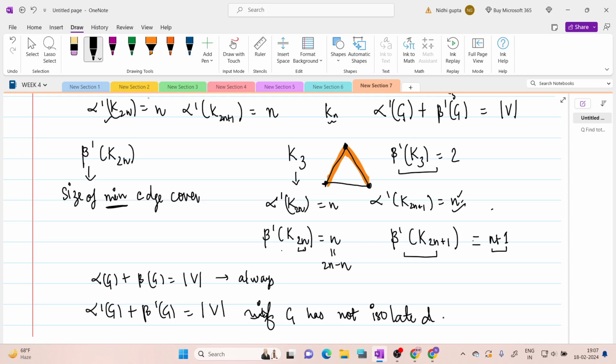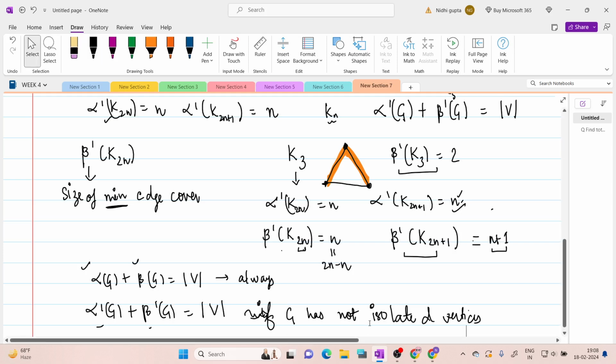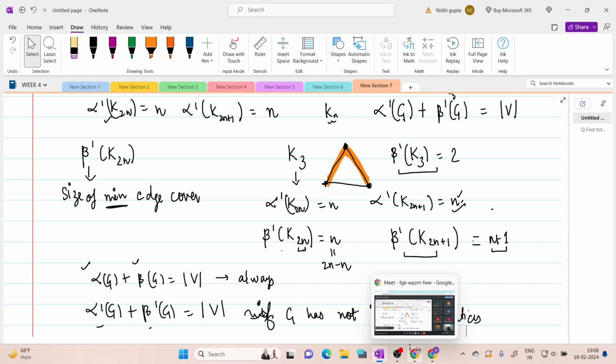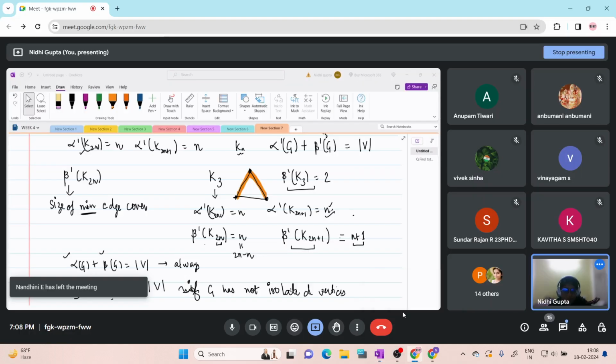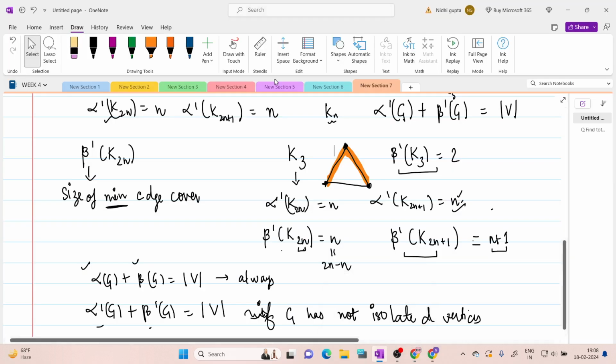So now, if the definitions of all these four terms are clear, then we can do other questions. Is it clear? Is there any doubt about the definition of any of these four terms: alpha G, beta G, alpha dash G and beta dash G? If not, then we can move on to the last question, which we were doing.